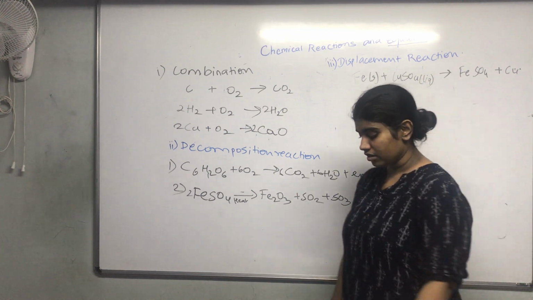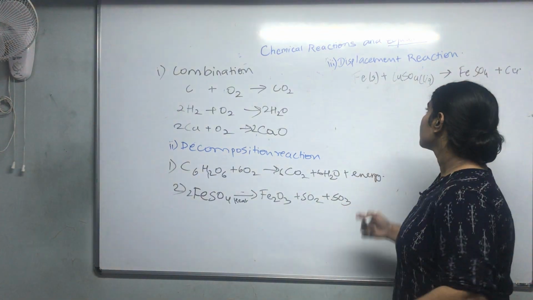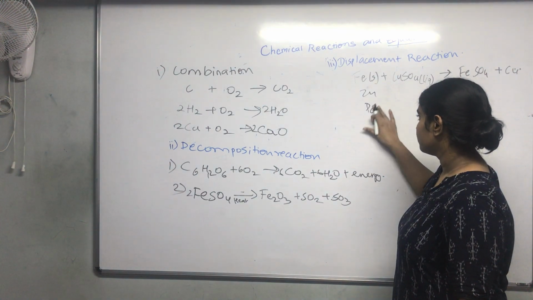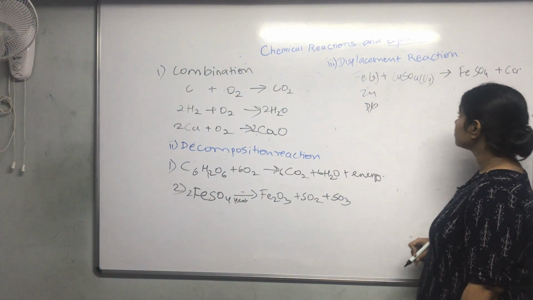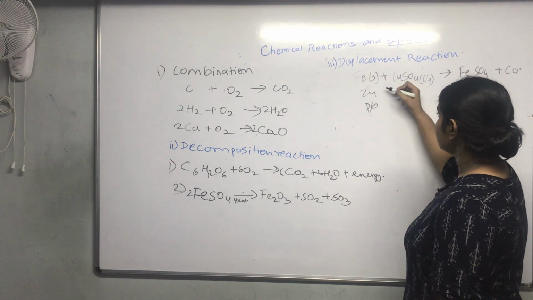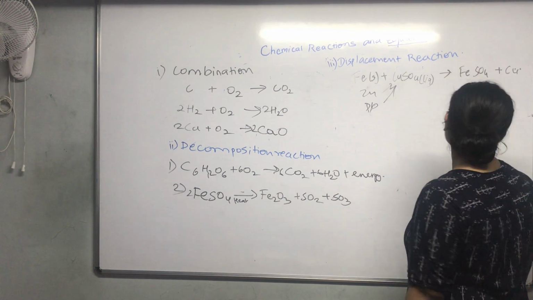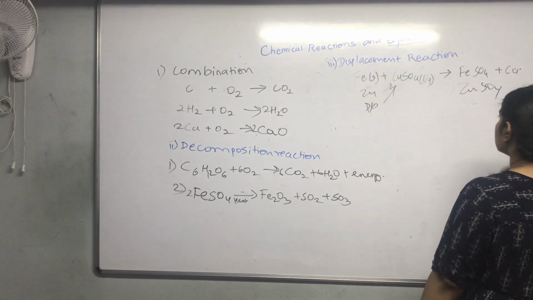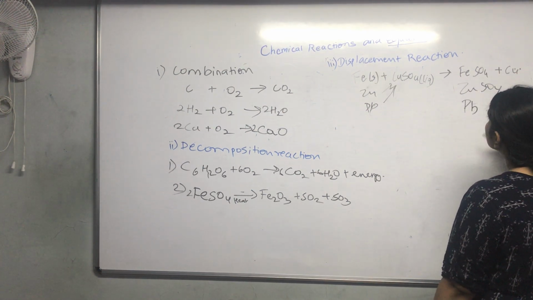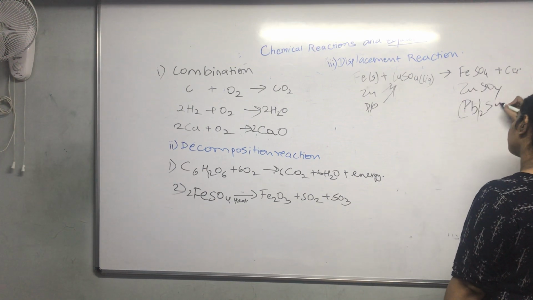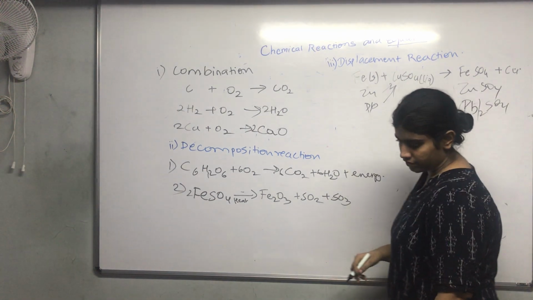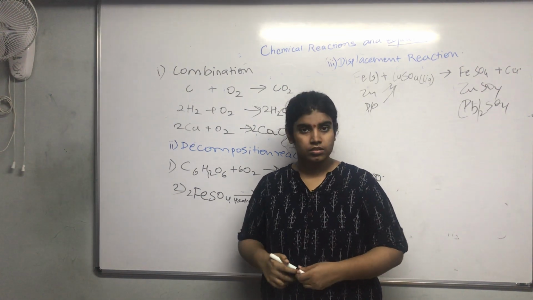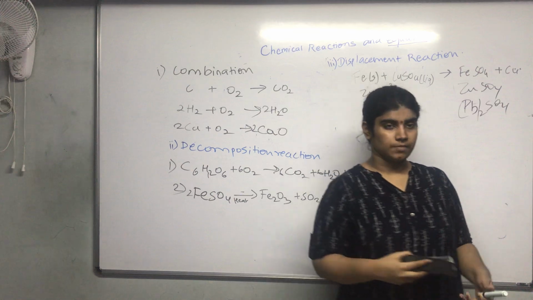So there is one more thing similar to this. You can have zinc, you can have lead, Pb. Okay, so if this reacts with copper sulfate, you will have ZnSO4, you will have Pb twice, I guess, SO4. Fine. So this is all, that is displacement reaction.